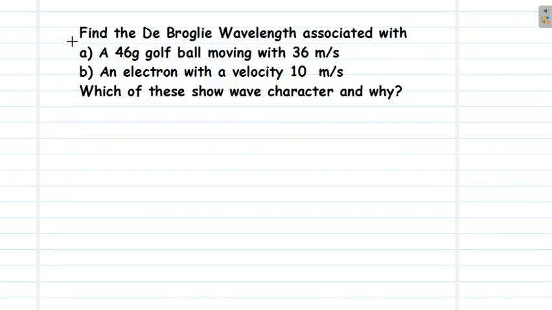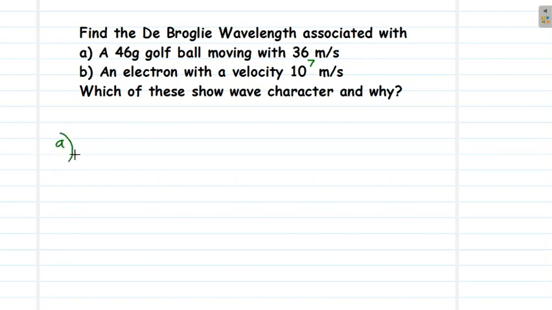First problem: find the de Broglie wavelength associated with a 46 gram golf ball moving with a velocity of 36 meter per second, and second, an electron with a velocity of 10 raised to 7 meter per second. Which of these show wave character and why? So let us do this problem.